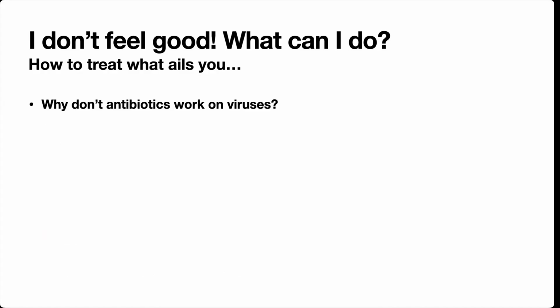So, our last tidbit. Okay, I've got a virus. Why doesn't an antibiotic work, right? It's because antibiotics are very specific. They target the cell walls of bacteria, which look very different than a virus or even a human. And it can target either the cell walls or the replication machinery.